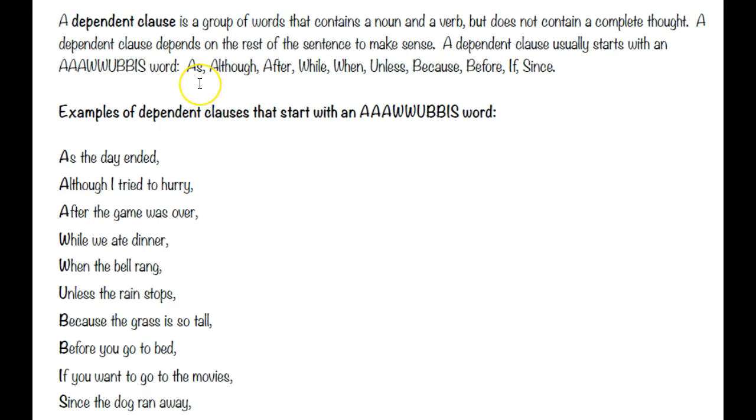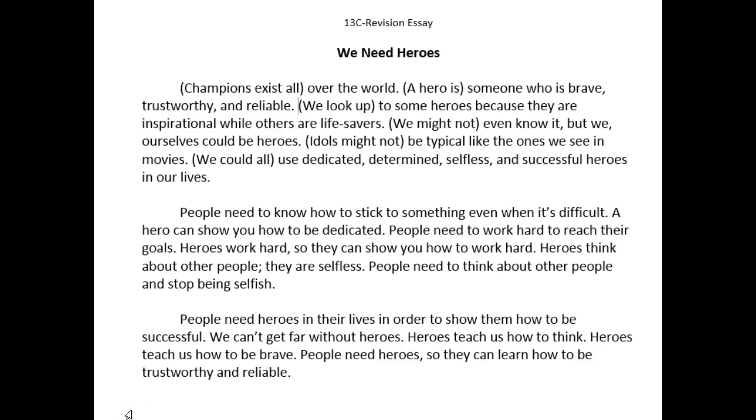A list of AWUBIS words are as follows: as, although, after, while, when, unless, because, before, if, since. So what I'm going to do is make a decision as to two AWUBIS words that I will use within my sentences to create variety. You'll do the same when it's time for you to revise your sentences for variety. I've decided to use while and because to add variety to my sentences.